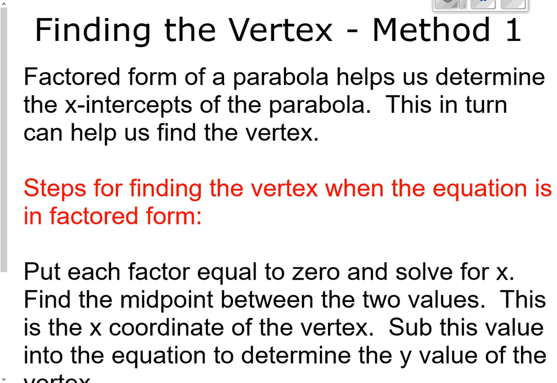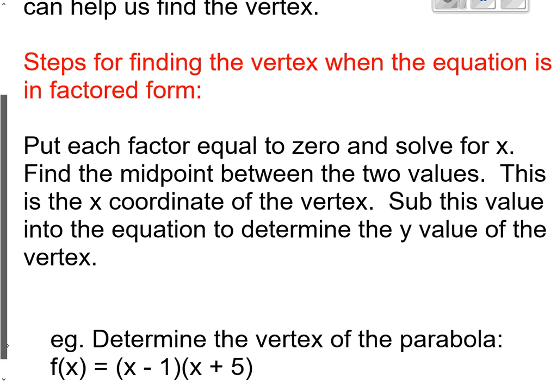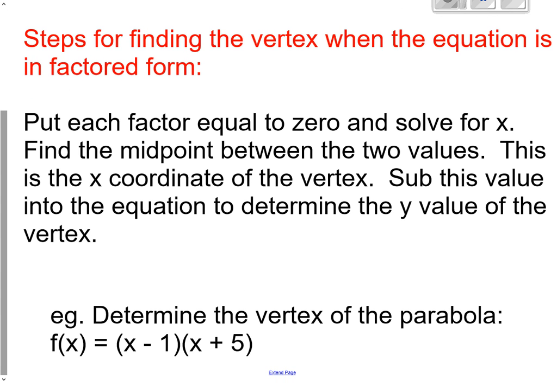So if we have factored form, we can put each of the factors equal to 0 and then solve for x. Once we have those two zeros, we can find the midpoint between them, and that will be the x-coordinate of our vertex. We're going to sub this value back into the equation, and then we can determine the value for y. So let me show you how this is done. Let's take a look at this example.